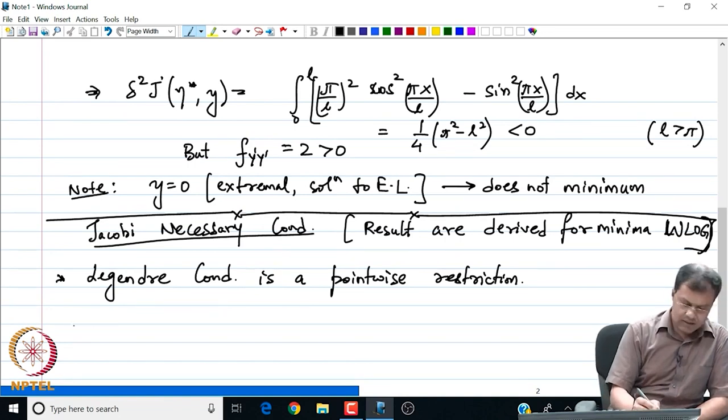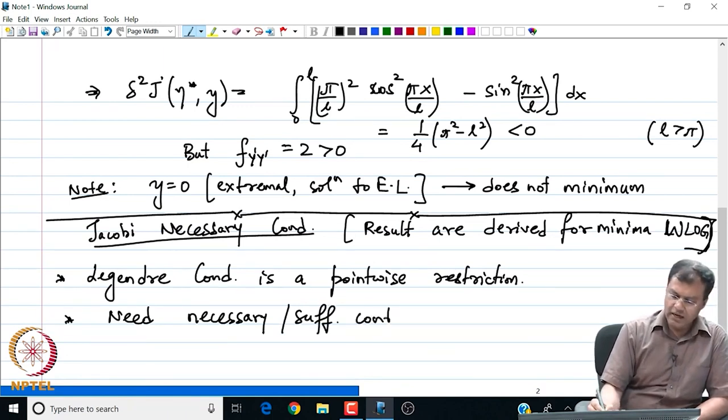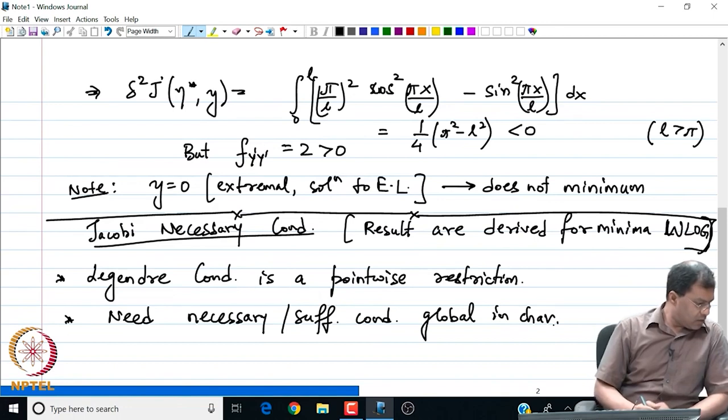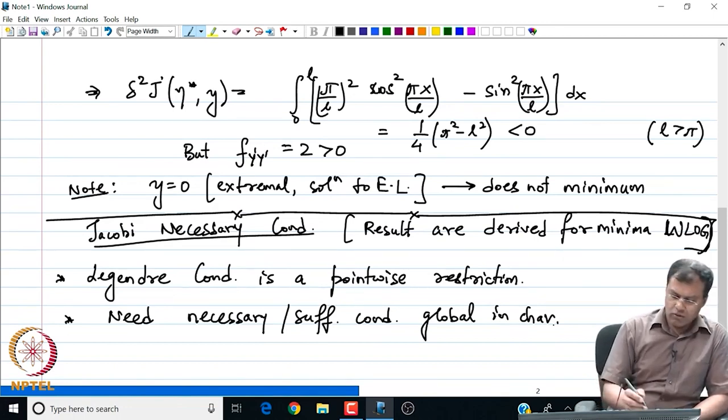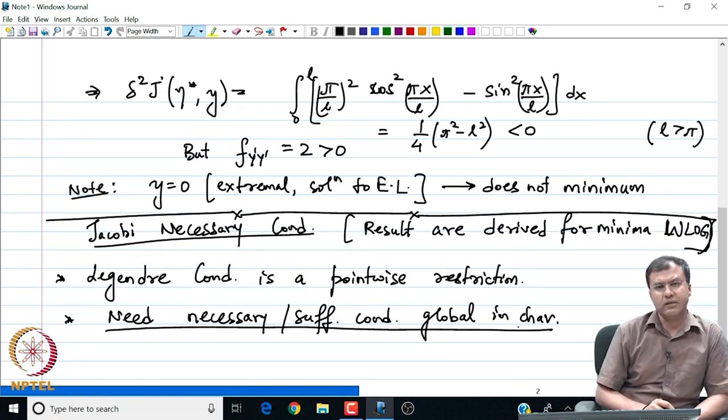So we need necessary as well as sufficient conditions which are global in character, which means that the condition should hold for all x in the interval from x naught to x 1, the interval under consideration, right. So, the goal is as follows. We are after a global necessary and sufficient condition, and the starting point is our Morse lemma, namely we are going to appeal to the Morse zero saddle extended to the infinite dimensional case, right.